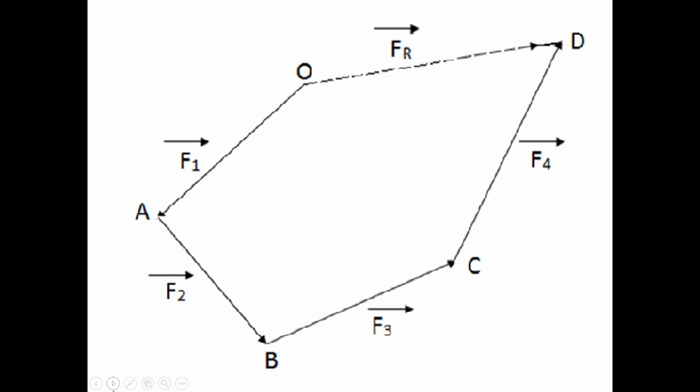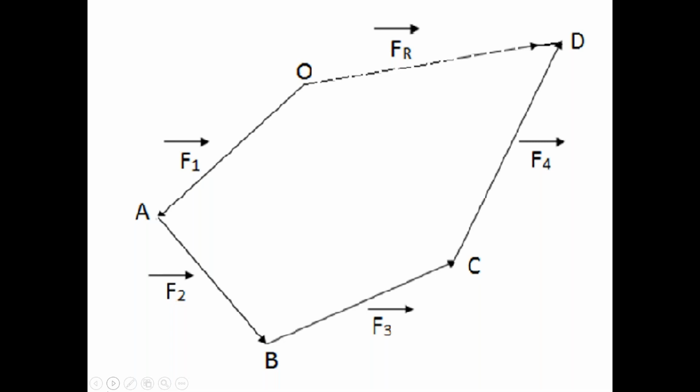That is the closing side of the polygon. So check that polygon in the diagram. In the polygon law of forces, it is a totally graphical method. The polygon law of forces is a graphical method. In the polygon law of forces, we consider the force F1 bar as the first side of the polygon. We consider the force F2 bar as the second side of the polygon. We consider the force F3 bar as the third side of the polygon. Force F4 bar as the fourth side of the polygon.